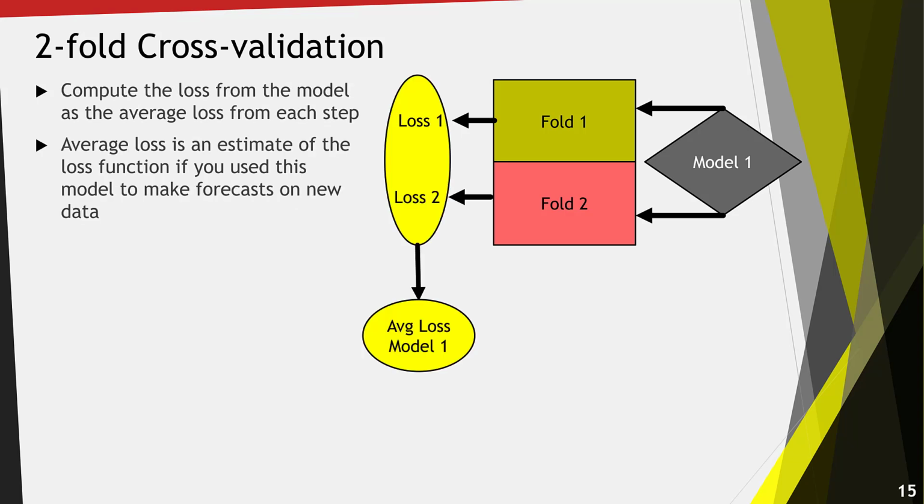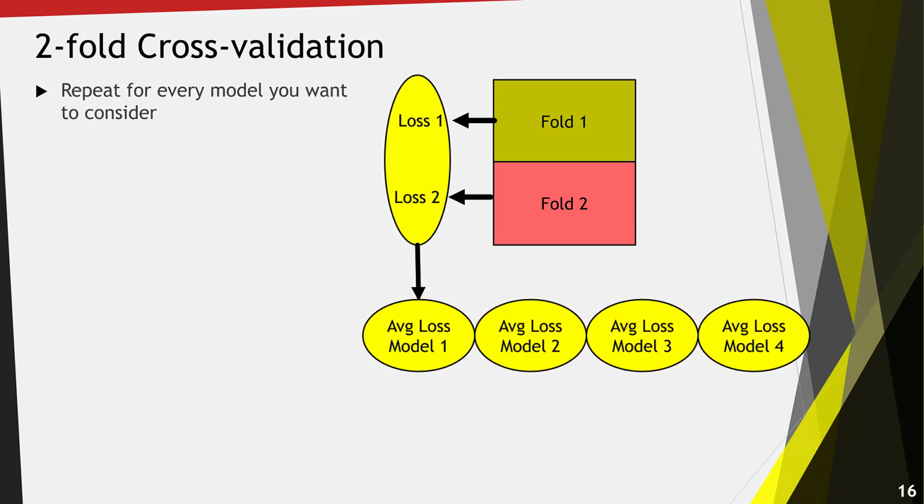After you've done this twice, you have 2 values of the loss function, one computed using the model trained on fold 2 and tested on fold 1, and the other computed using the model trained on fold 1 and tested on fold 2. You'll take the average of these 2 loss functions and use that as your best estimate of the loss function on model 1. You'll then repeat this process for every model that you would like to consider. You'll compare the average loss across all of those models, and your preferred model will be the one with the lowest average loss computed out of sample through all of those k-fold iterations.